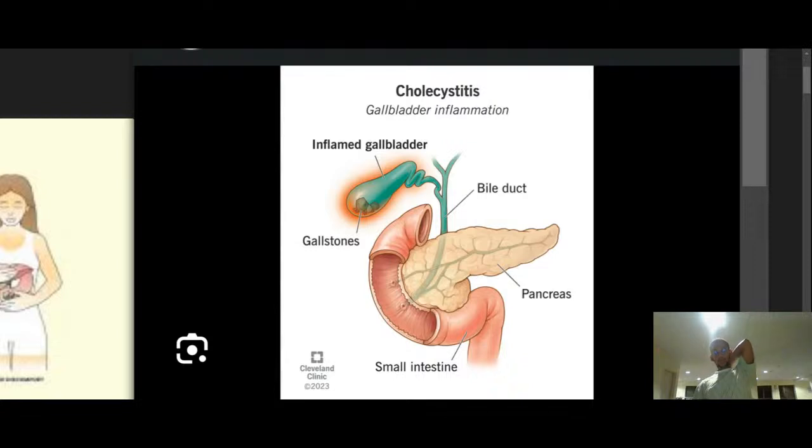So that's thinking about gallstones as a cause of this pain. That's acute. That's just a little bit on acute cholecystitis. I think we're definitely going to come back to gallstones when we speak about an approach to jaundice.